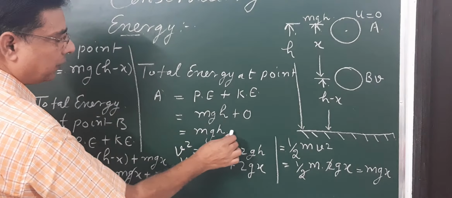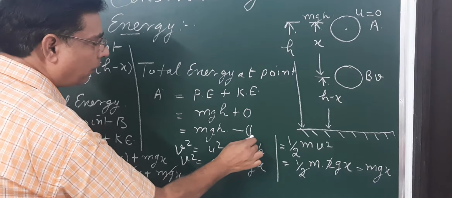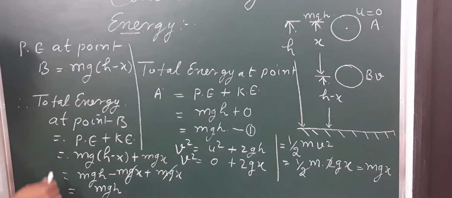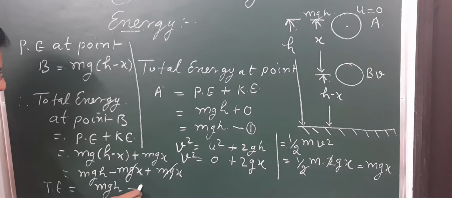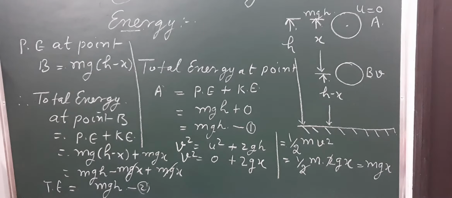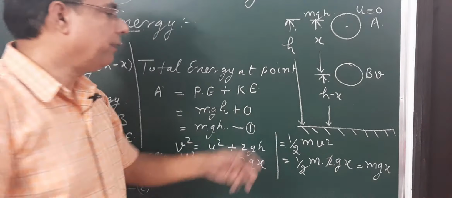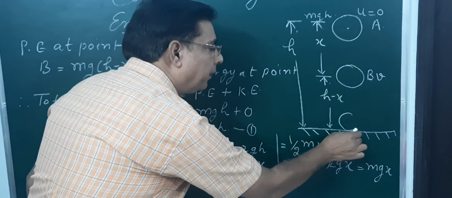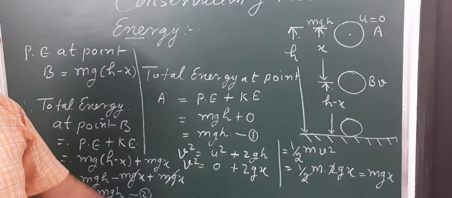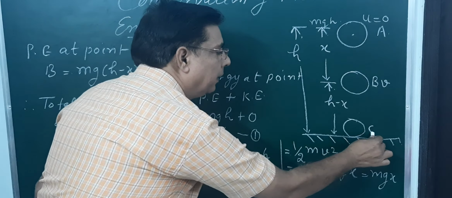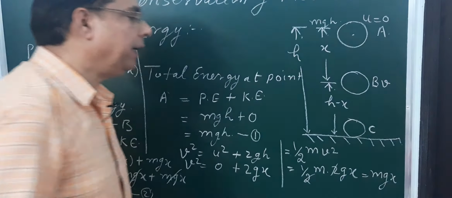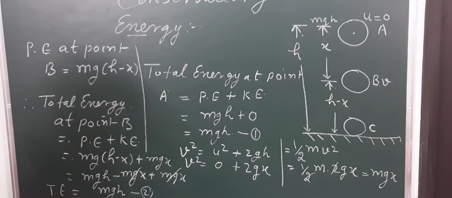At point A, the total energy is mgh, and at point B, the total energy is mgh. Now in the same way we can find out the total energy just above the ground, and this is point C. At this point C we can find out the total energy of this ball.